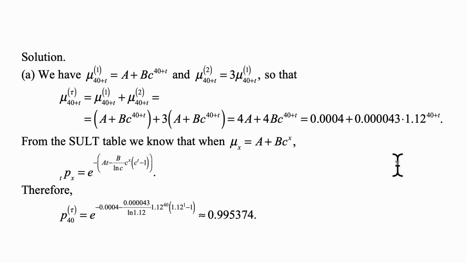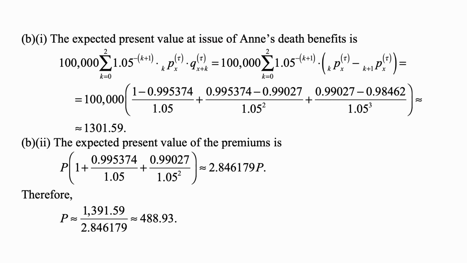Always remember that this information is in the table. Part B, 1. The expected present value at issue of Anne's death benefits is 100,000 times the sum from k equals 0 to 2 of 1.05 to the minus (k plus 1), because it's paid at the end of the year, times the probability of survival to the beginning of the year times the probability of dying from any cause at the end of the year.